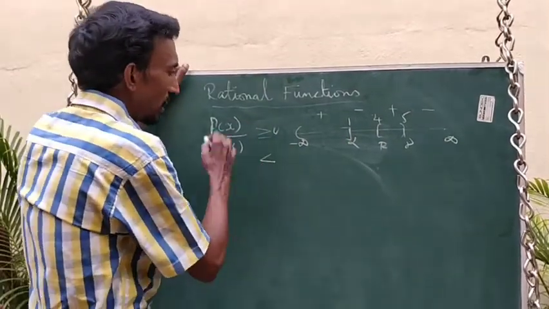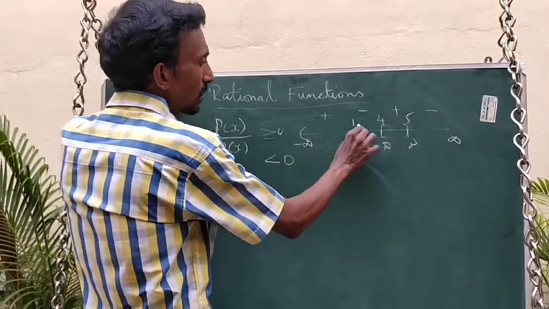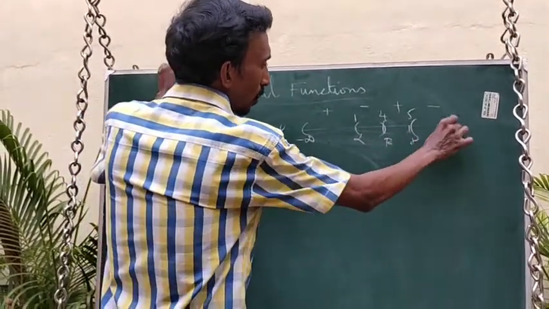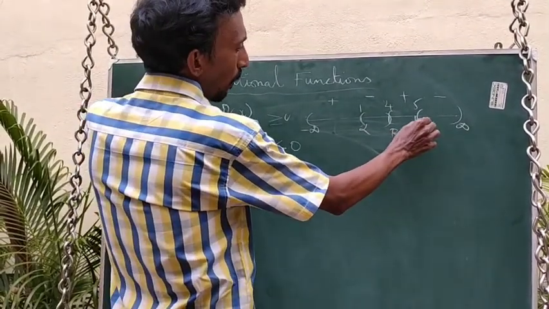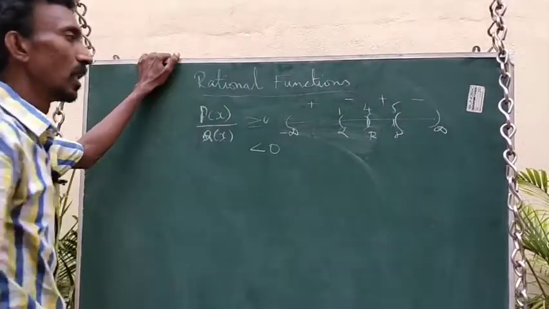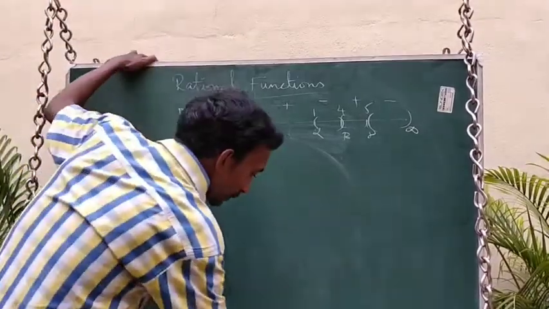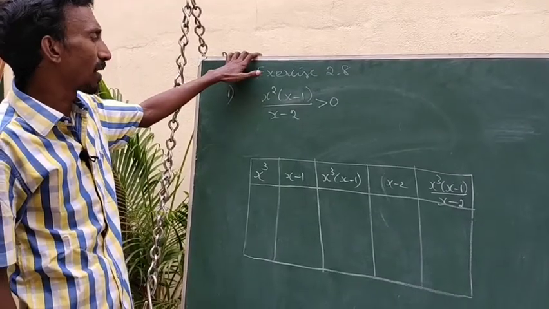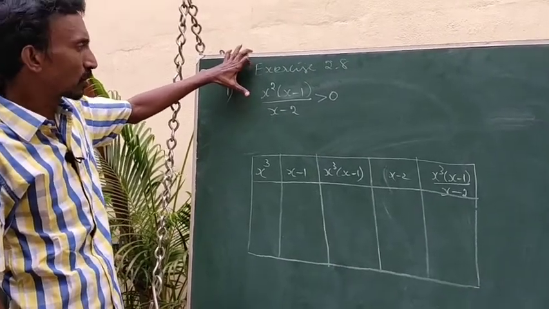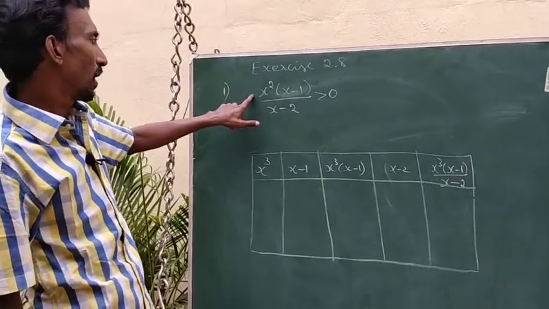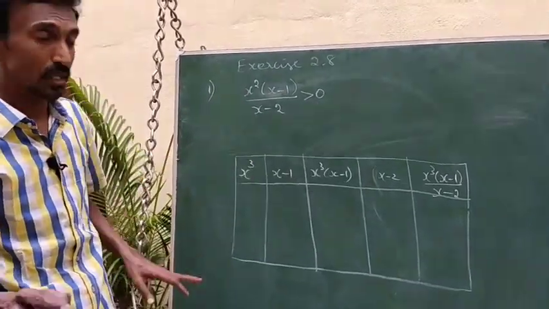Suppose it is less than 0, it means it lies in the negative intervals. Less than means simply put open intervals. So open interval alpha comma beta union open interval gamma comma infinity. So likewise we can decide the solution set. Now our aim is to solve rational inequalities. Find all the possible values of x for x square into x minus 1 by x minus 2 greater than 0.